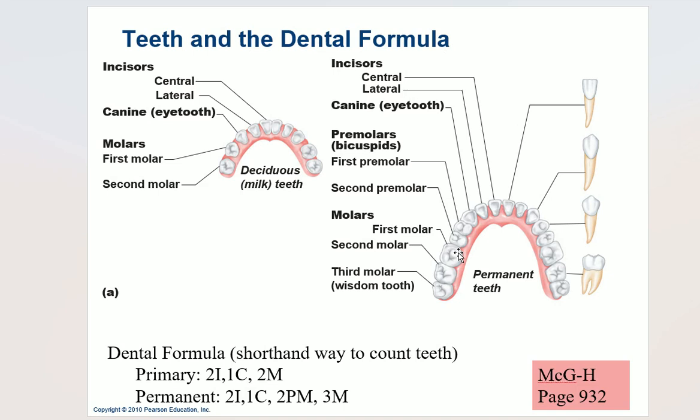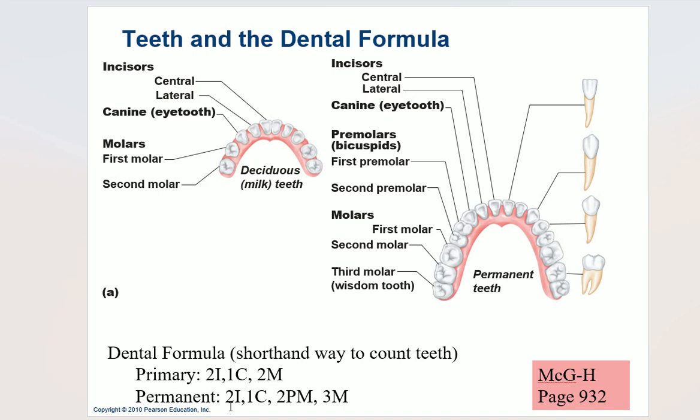And then you have 3 molars in the back, 1, 2, 3 potentially if they come in normally, or you won't have them at all because you got them removed surgically or you got them pulled. Yeah, those are our teeth.